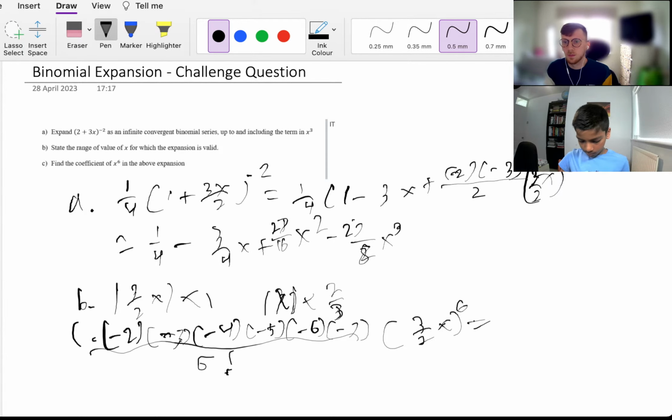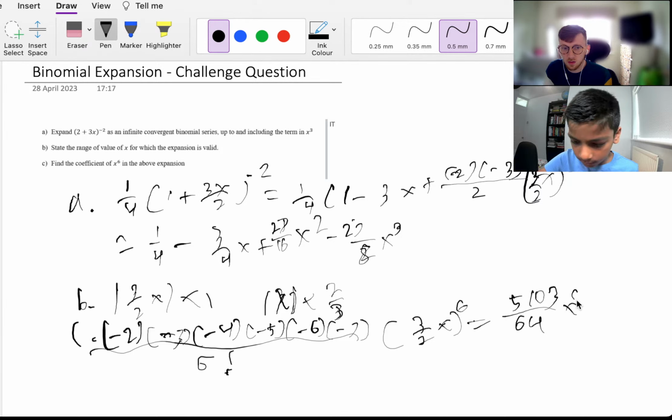That is minus 2 times... wait, that's basically just 7 factorial. So that's 7 factorial divided by 6 factorial, that's just 7. Really well spotted there, Cordelia, that you're going to just end up with 7 factorial divided by 6 factorial being just 7. Good. 7 times 3 to the power of 6, 5103 divided by 64. Good. x to the power of 6.